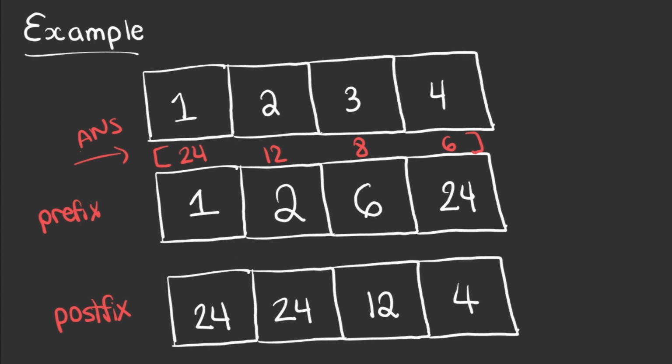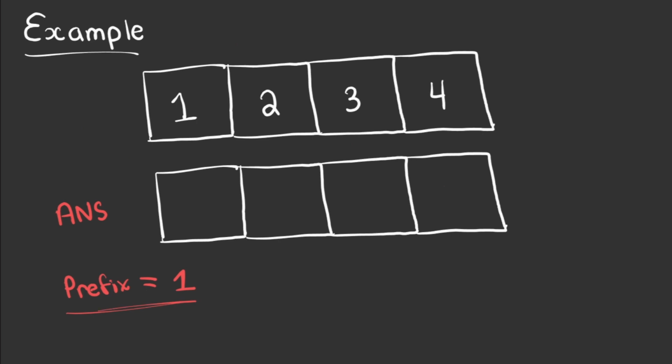Now this solution does have a time complexity of big O of n, but it also has a space complexity of big O of n, since we're using a prefix and a postfix array. Is there a way that we can reduce the space complexity? Well, we can, and we can actually get this down to big O of 1, since we know that the answer array is not counted in the final calculation, so we can just do everything in the final array.